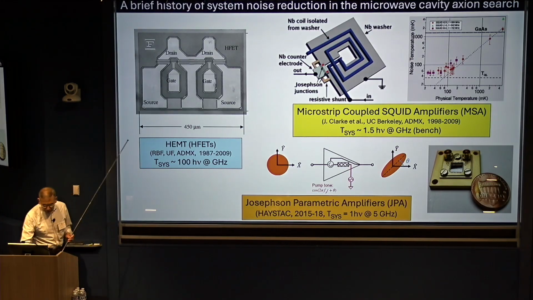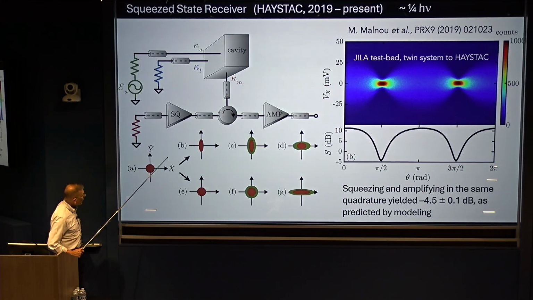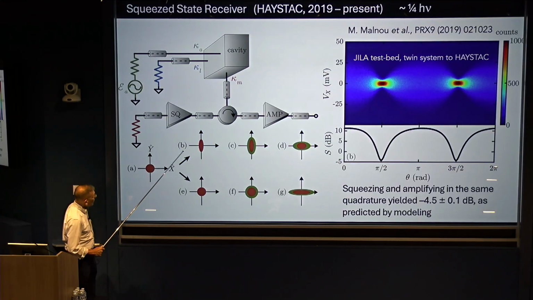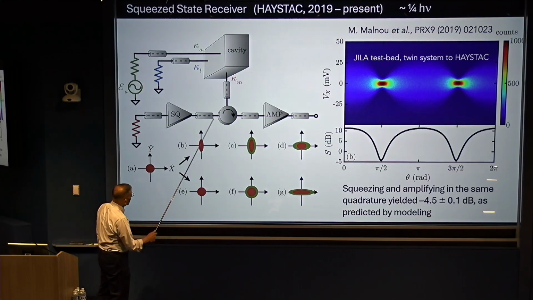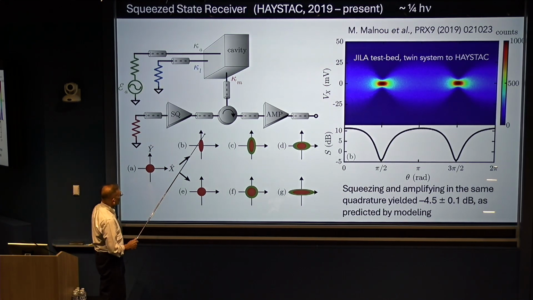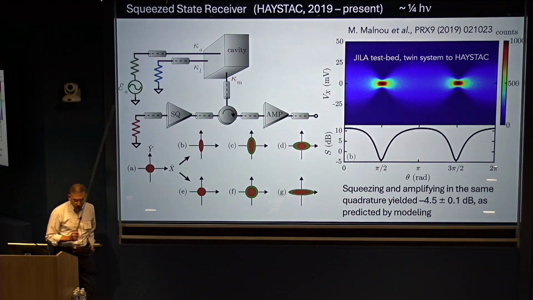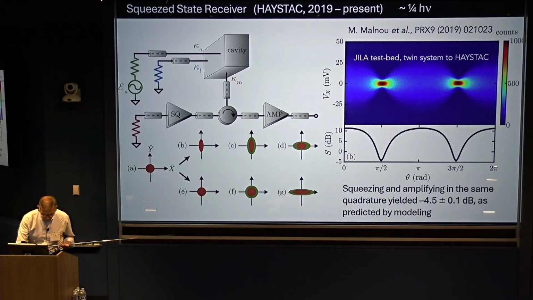And then more recently, of course, was the advent of squeezed states, where one basically defeats the quantum measurement noise by squeezing the injected noise in one quadrature, but amplifying the signal in the other, which allows one to accelerate the experiment by a factor of 2.